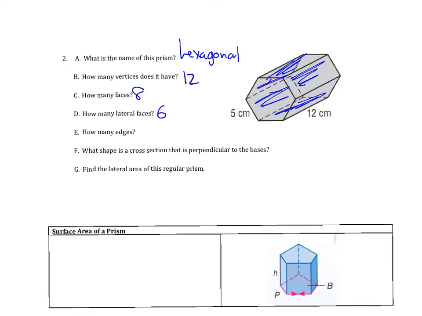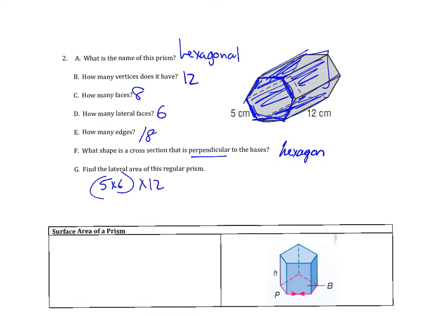How many edges? Well, you got to count. 1, 2, 3, 4, 5, 6. 6 down here for 12. 1, 2, 3, 4, 5, 6 makes 18 edges. And a cross section perpendicular to the base is just going to be the same shape as the base, and it's going to be a hexagon. So lateral area, you want 5 times 6, or I can go 5 plus 5, 6 times 12. So 30 times 12 is going to give you 360 centimeters squared.